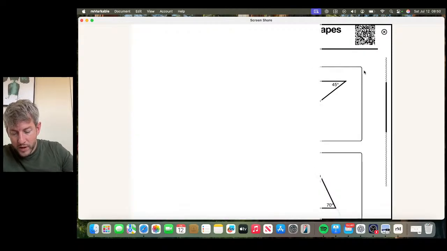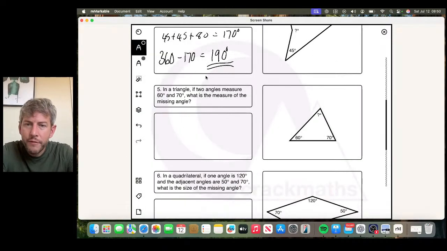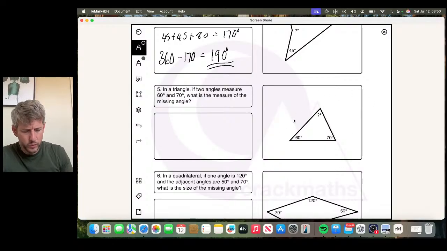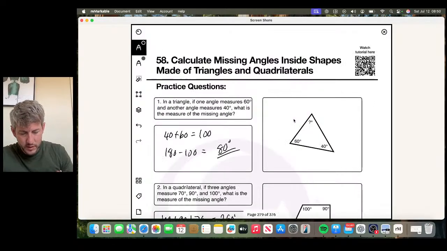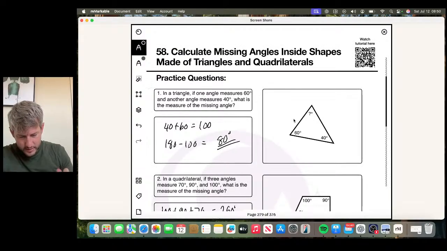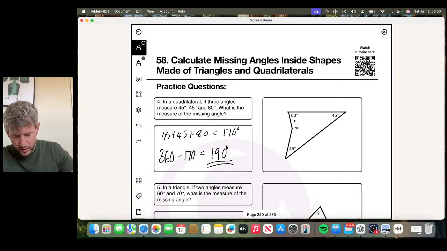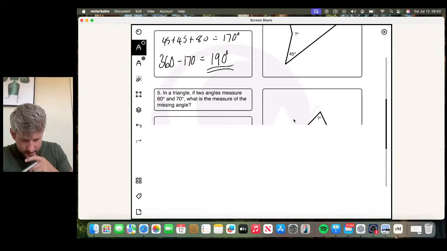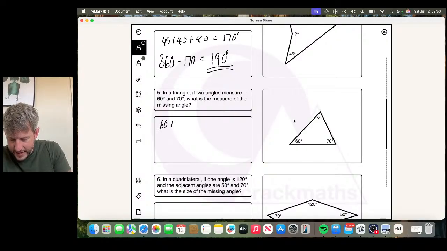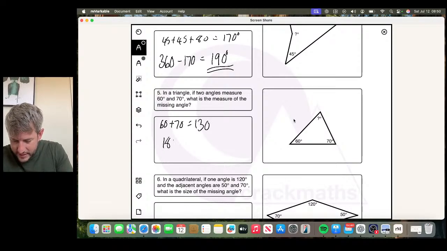Question 5. In a triangle, if 2 angles measure 60 degrees and 70 degrees, what is the measure of the missing angle? Did we just have that question? No, it was 60 and 40, and 30 and 80. That's fine. So 60 add 70 equals 130. 180 take away 130 equals 50 degrees.